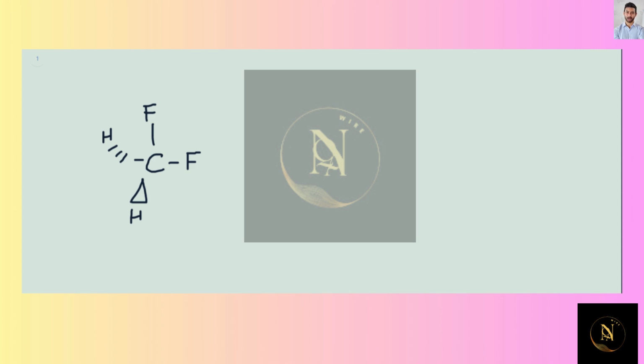So we have 4 bonds, 1, 2, 3, 4. So that means 4 electron domains are surrounding our molecule.